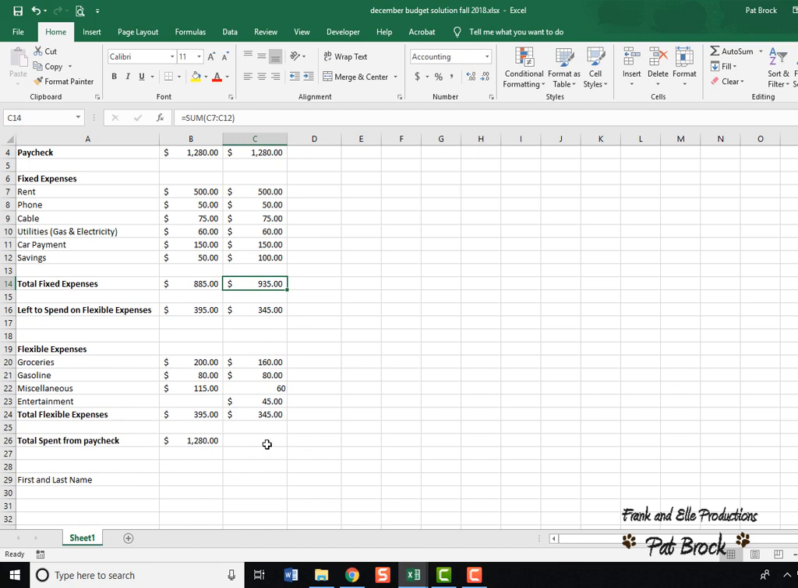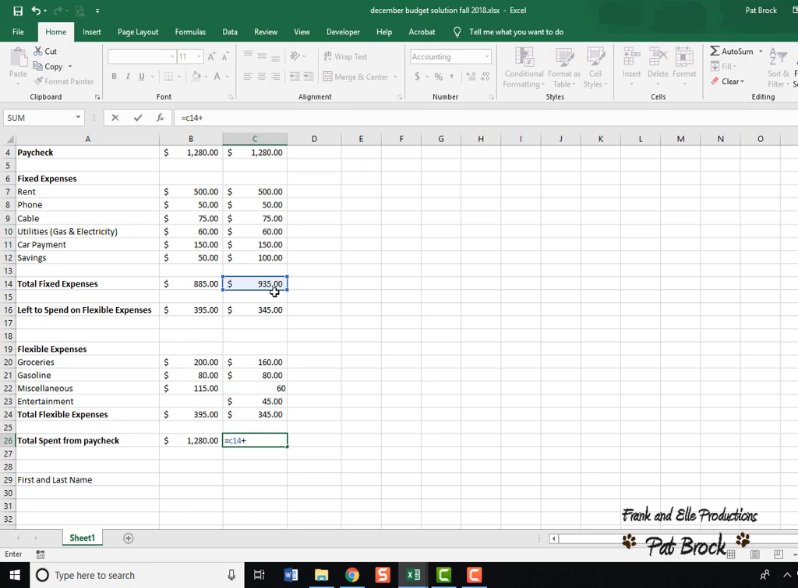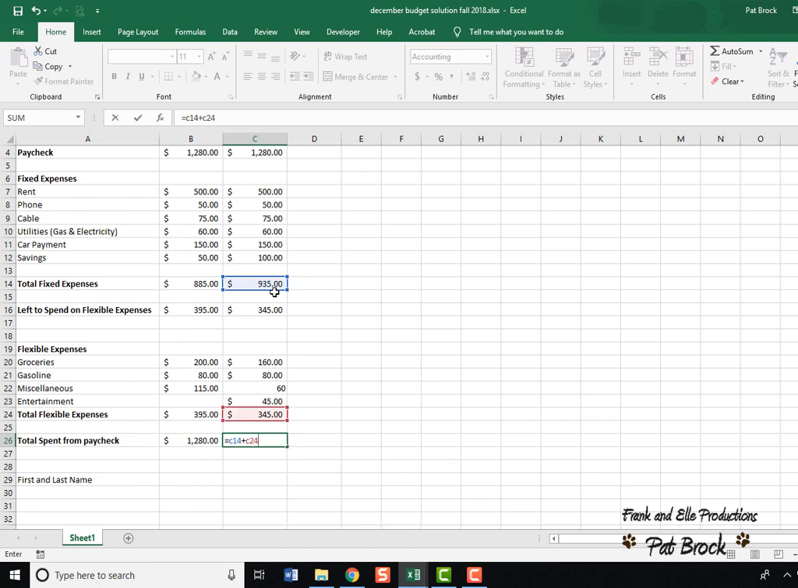And to get your total spent from the paycheck, it would be equal. We spent fixed expenses, C14 plus C24, what you spent on total flexibles, because there's only two things you spend money on, fixed and flexible. And it equals $1,280, which is our paycheck. So that's how you know this $150 is correct.